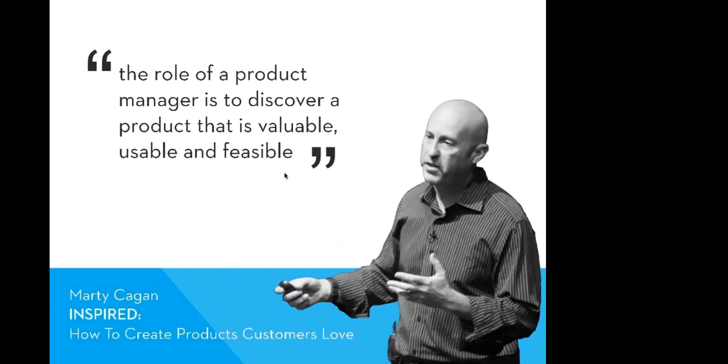So this is Marty Cagan. He's an OG in product management. He says the role of the product manager is to discover a product that is valuable. Emphasis on valuable. So a product that has value to the user and to the business. Usable, meaning that it is simple. People can use it. It's delightful to use. There are no roadblocks to using it. It's intuitive. It's a joy to use. And then feasible. Feasible means that you should be able to pull it off.